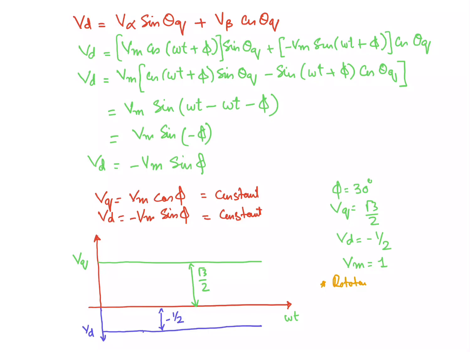Rotating frame of reference has constant values for ABC frame of reference. Why? Because the space vector and the rotating frame of reference are rotating at the same speed.